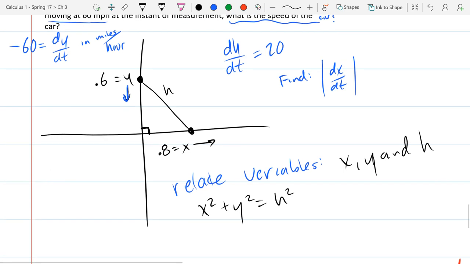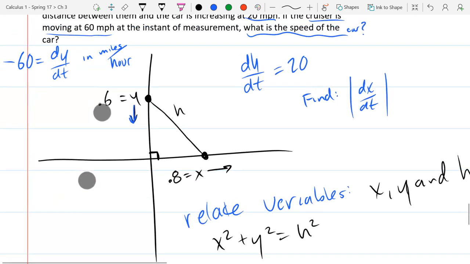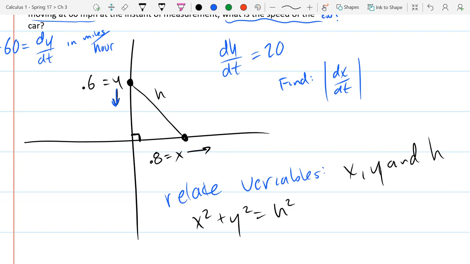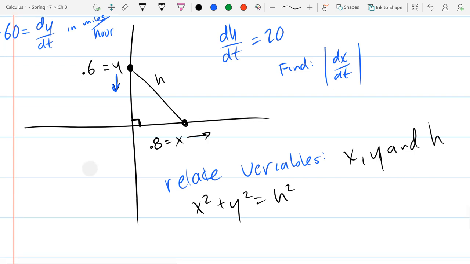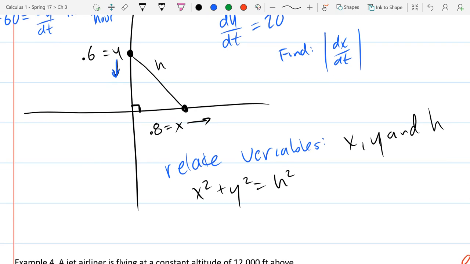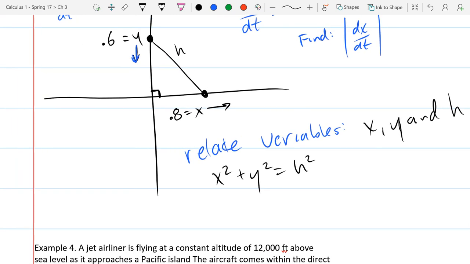There is one value that I don't know. I know the y value, I know the x value, I don't know the h value. So how do I figure out the h value? I already have the equation written out, I just gotta plug in the values and figure out what it is. So before we do calculus, we're gonna need the h value, so find h. Find the actual h value. Don't take a derivative, just find the h value by plugging in.